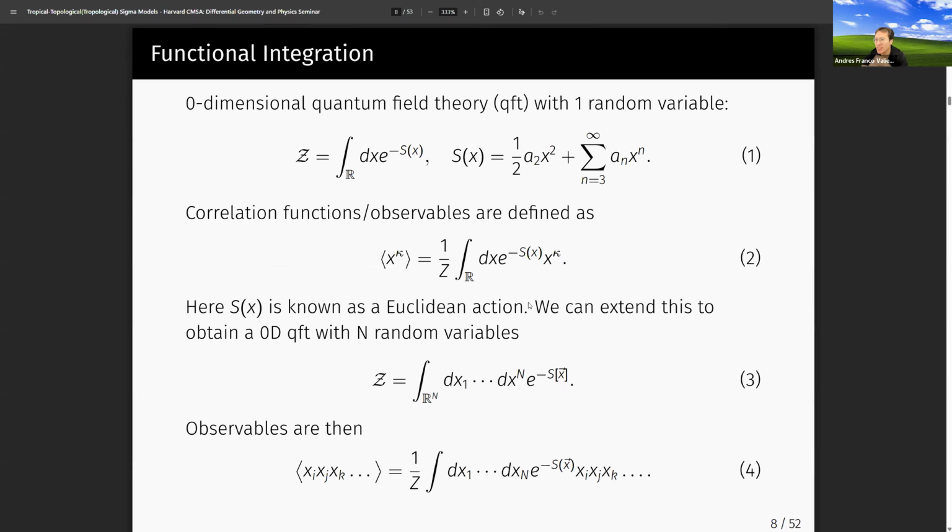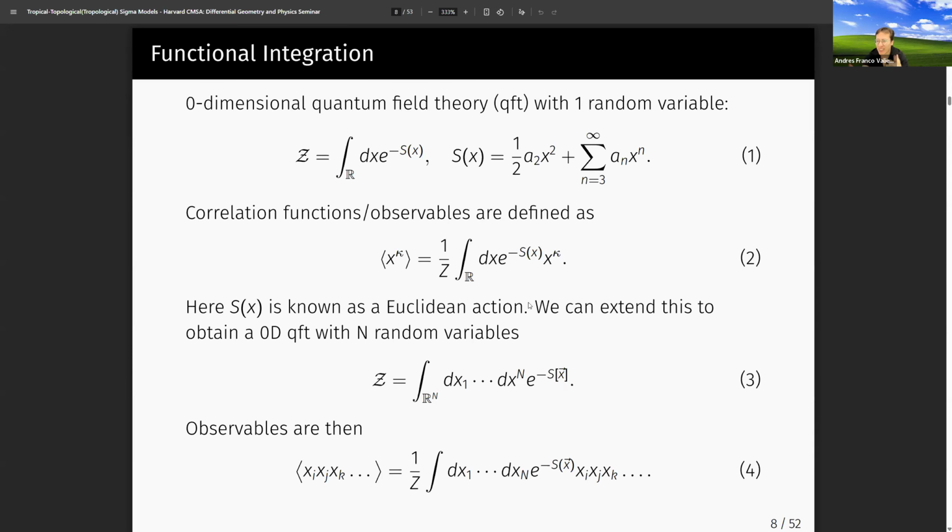Let's get an idea of what functional integration is at a very pedestrian level, so that we don't lose anybody. The way we should think of functional integration can actually come from basic probability theory. What I'm going to call a zero-dimensional quantum field theory, a QFT with lowercase, with a single random variable, is essentially when you take that single random variable and integrate over all its possible realizations. Here, S of X is what we call the Euclidean action. It generically is a polynomial.